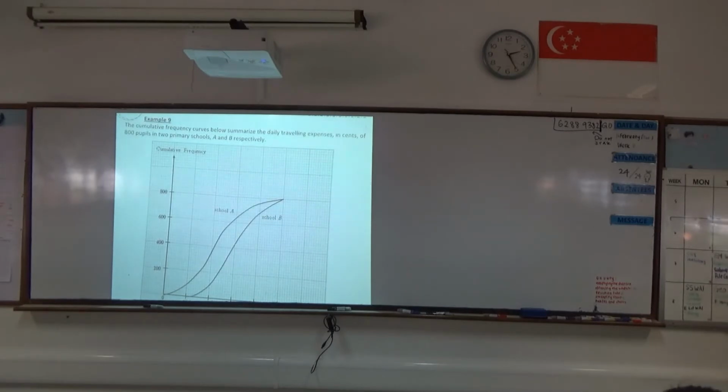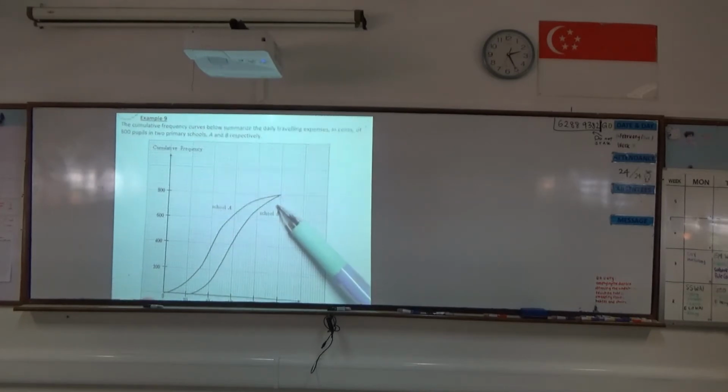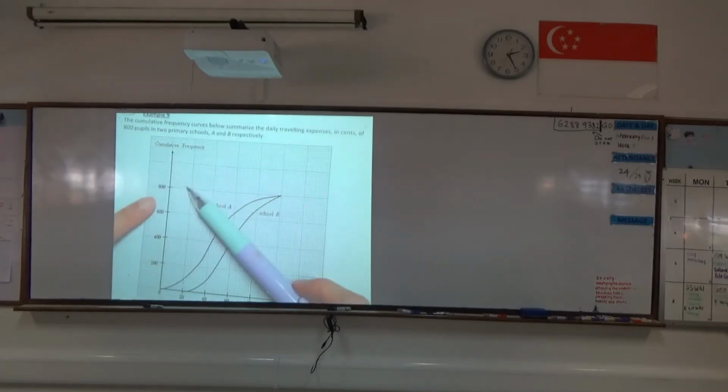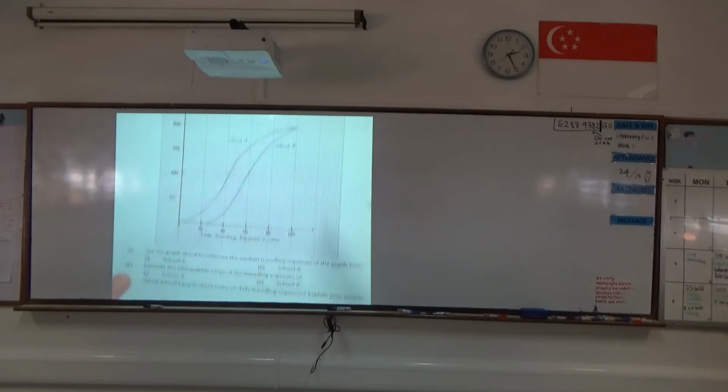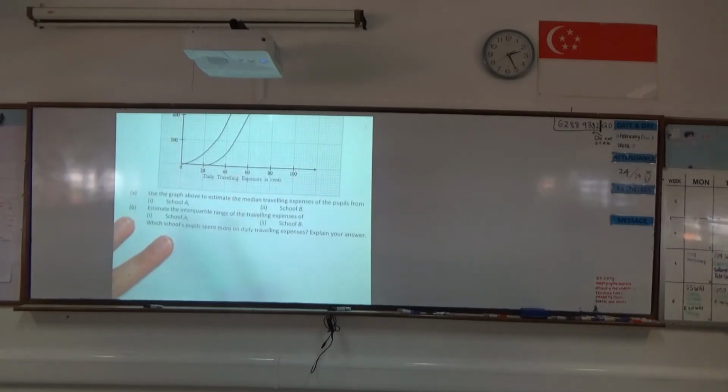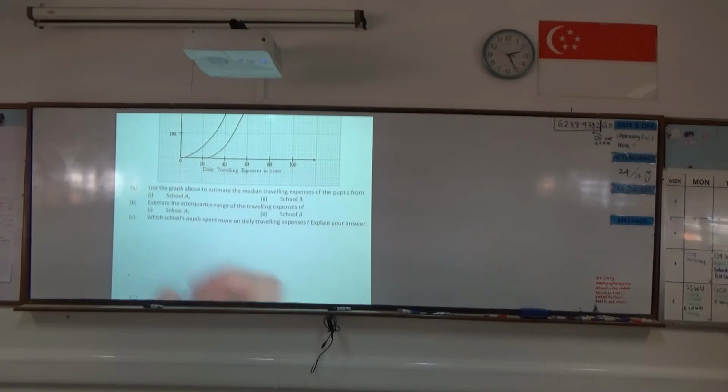We have the cumulative frequency curves of two schools on the daily traveling expenses of 800 pupils in two primary schools. So each school actually has 800 students. We want to estimate the median for school A and school B, as well as the interquartile range for school A and school B. I'll give you 5 minutes to do A and B, figure out the median as well as IQR.